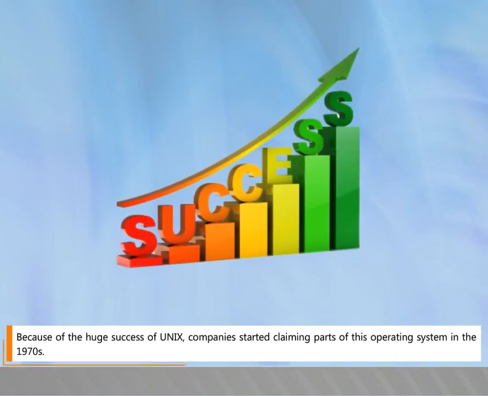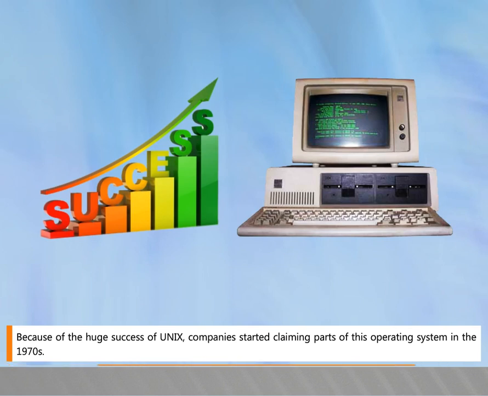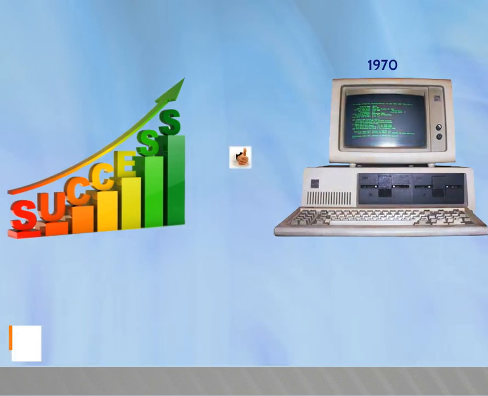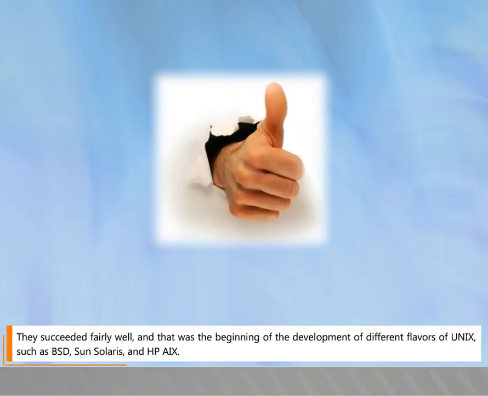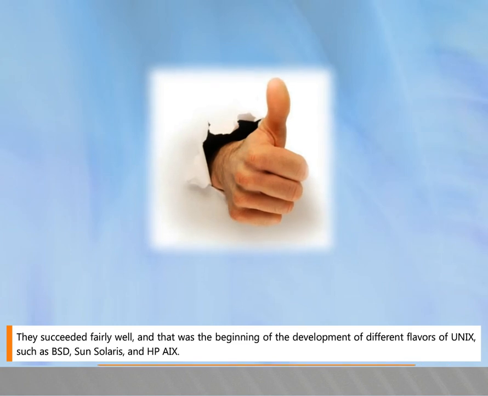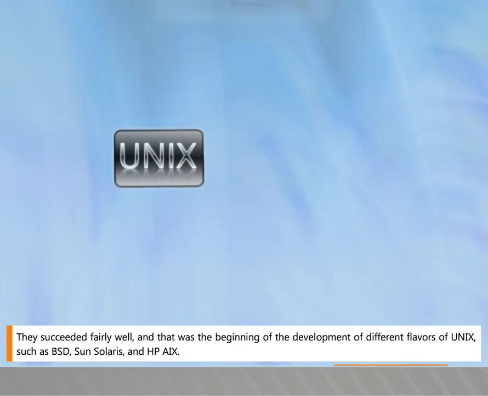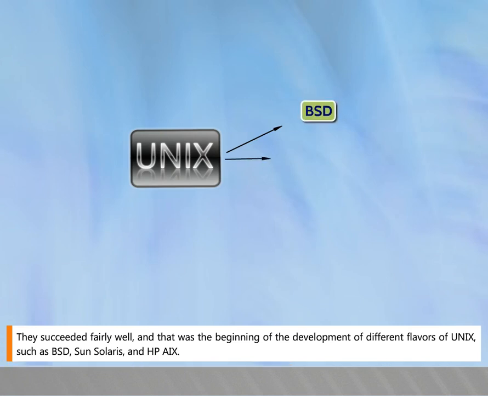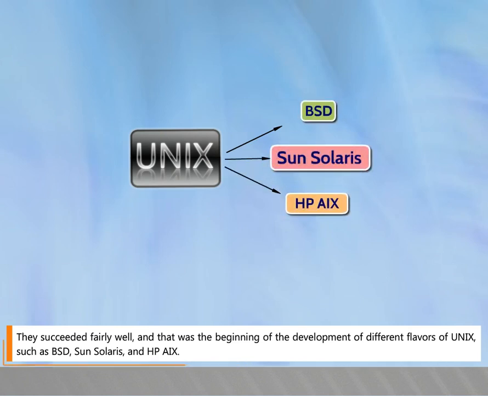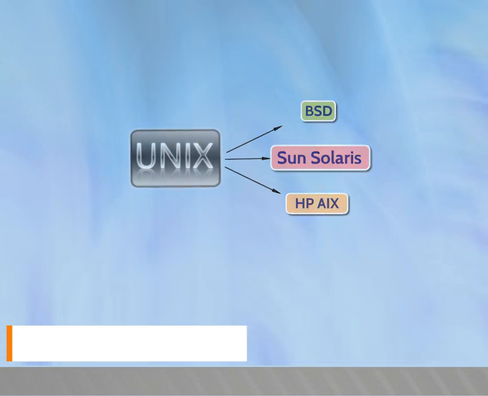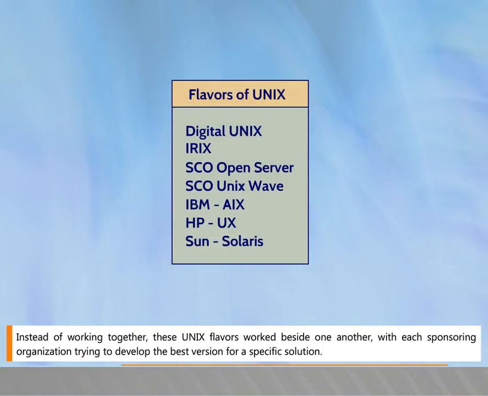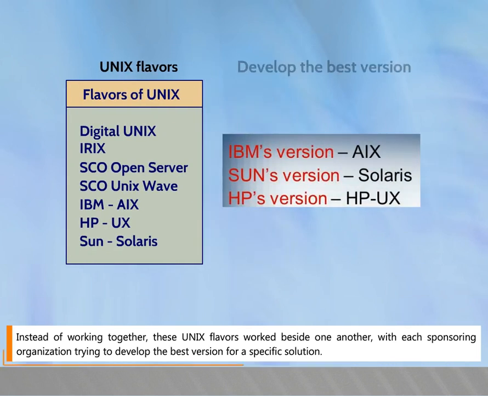Because of the huge success of Unix, companies started claiming parts of this operating system in the 1970s. They succeeded fairly well, and that was the beginning of the development of different flavors of Unix, such as BSD, Sun Solaris, and HP AIX. Instead of working together, these Unix flavors worked beside one another, with each sponsoring organization trying to develop the best version for a specific solution.